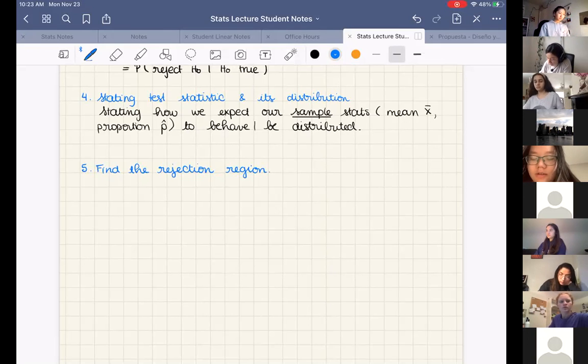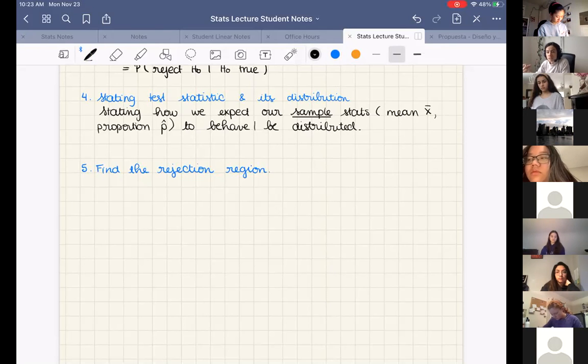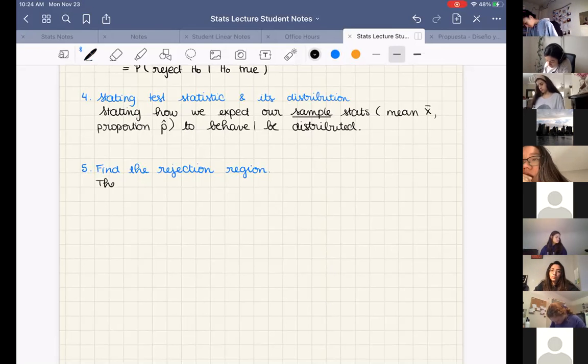So find the rejection region. When we find the rejection region, what we're looking for is the most extreme values that our sample statistic should have, right? So this is where we determine which ones are my unusual values. Yeah, that's it.